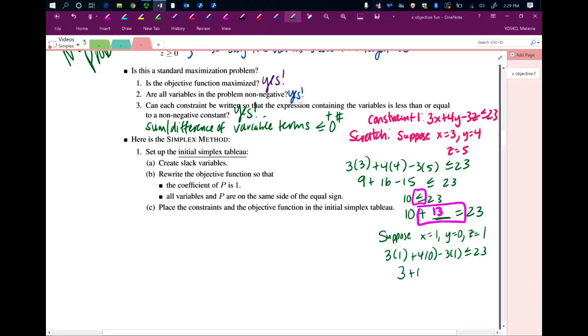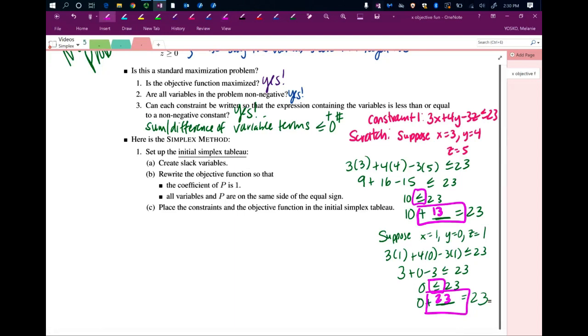You get 3 plus 0 minus 3 is less than or equal to 23. We'll simplify that. Don't we get 0? 0 less than or equal to 23, but I need an equation. So 0 plus what gives me equal to 23? I would add 23. So I've replaced that inequality with plus some number equals.